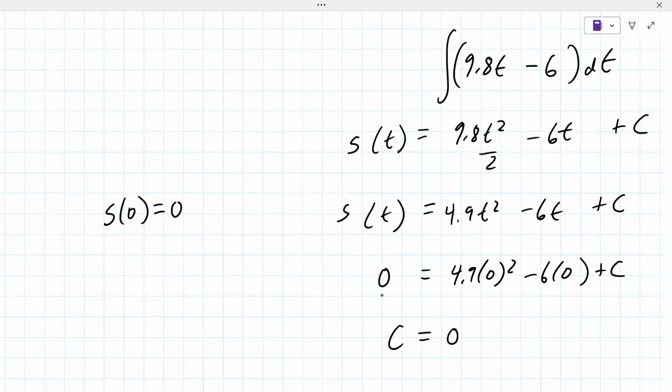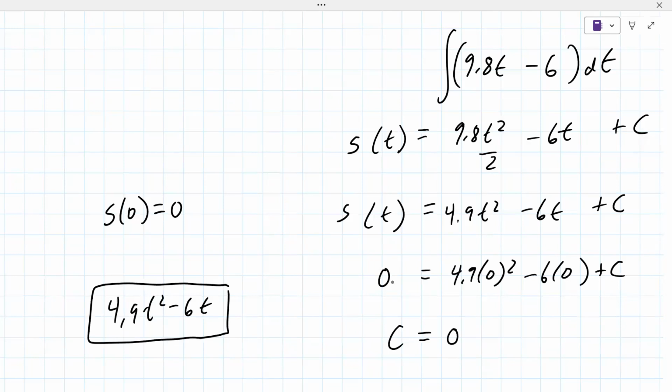So I don't need to add 0 to the end. I can just put it as 4.9T squared minus 6T. So your final answer is 4.9T squared minus 6T. That's the final.